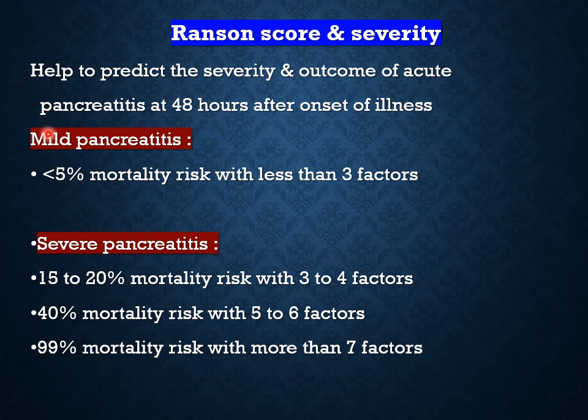Mild pancreatitis: less than 5% mortality with less than 3 risk factors. Severe pancreatitis: 15 to 20% mortality with 3 to 4 risk factors. So as the risk factors increase, the mortality rate also increases, to the extent that if there are more than 7 factors, the mortality is almost 100%.